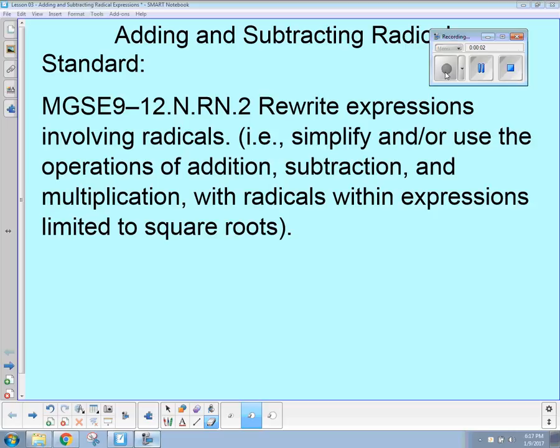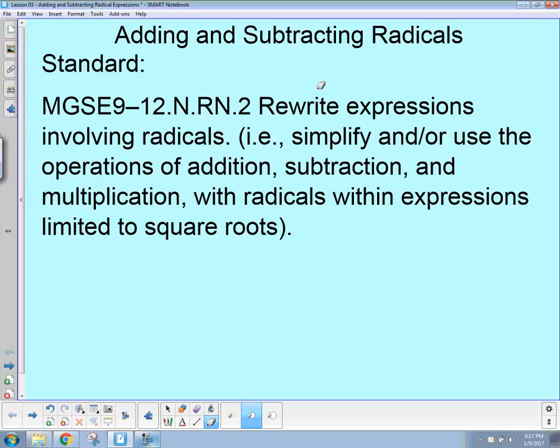All right, hey guys, we're adding and subtracting radicals, okay? And get this out of the way. Boom, there you go.